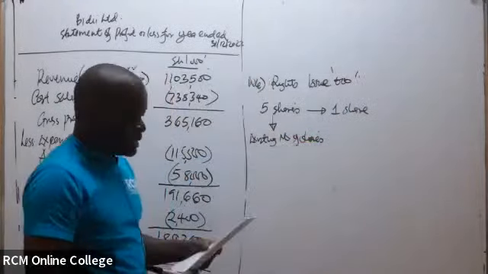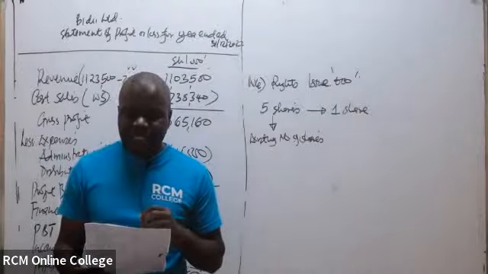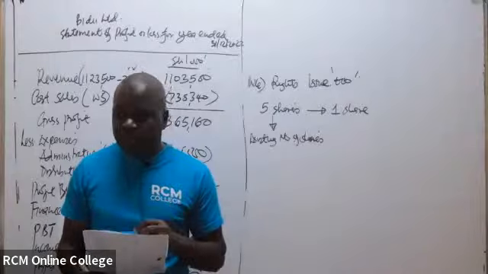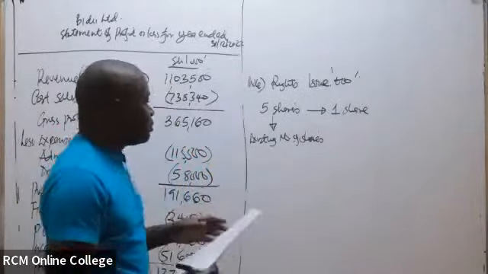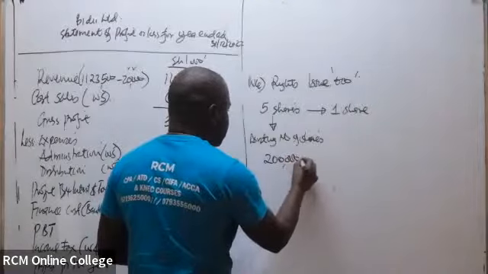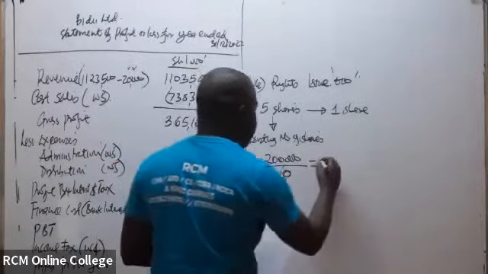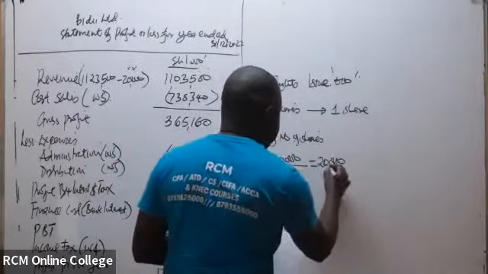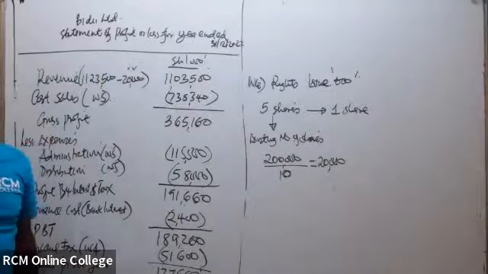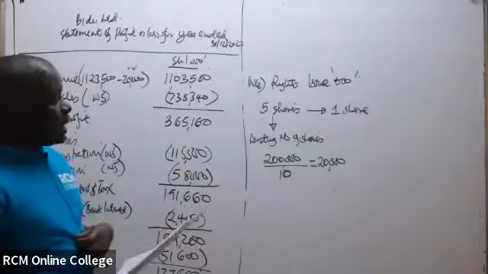If you look at the ordinary share capital, it is 10 shillings par value per share, which overall gives us an ordinary share capital of 200 million. So to know the current number of shares, we take the 200 million and divide by the price per share. That gives us 20 million shares.